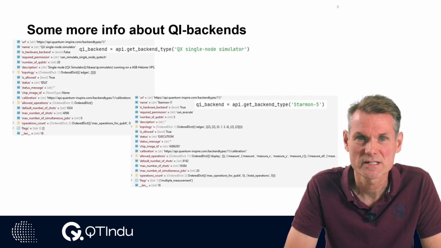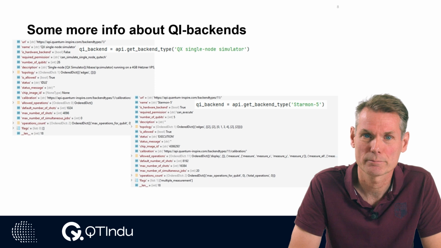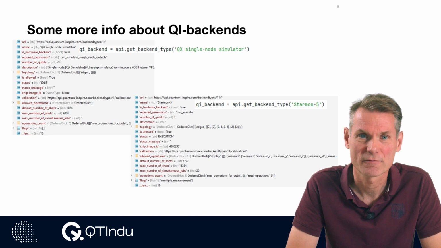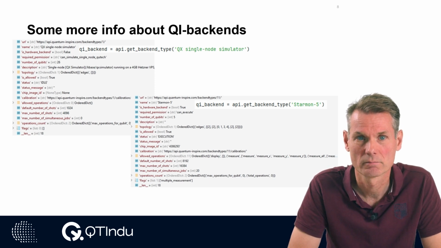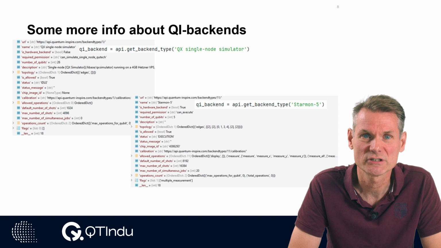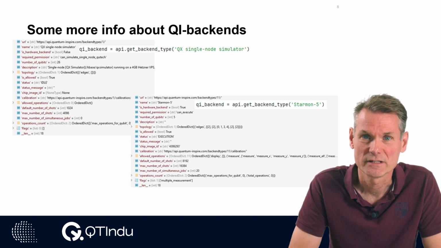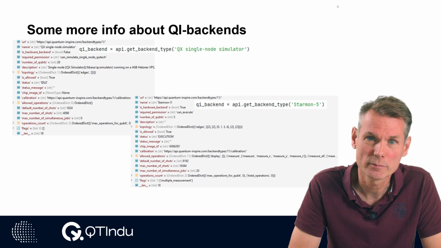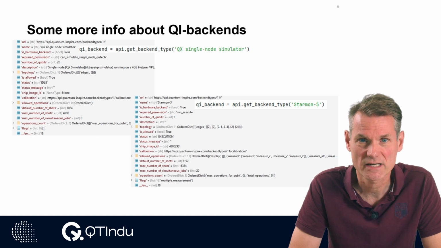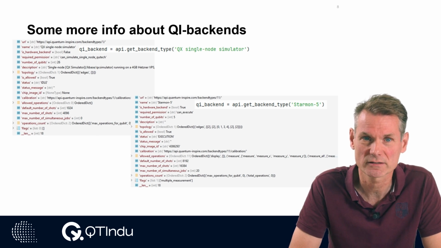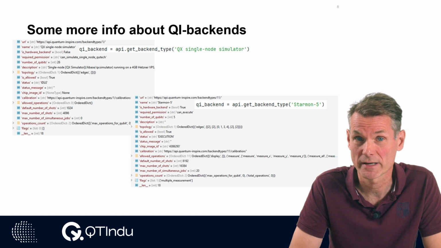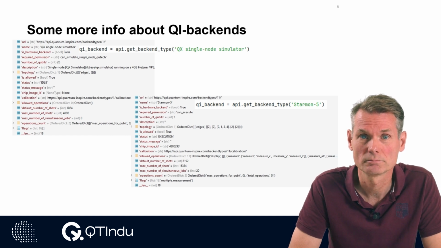Here we see the information we get back from the API method getBackendType. The Starmon 5 backend is a hardware backend. For hardware backends, the topology of the qubits is defined in field topology. The topology defines for each qubit to which qubit they are connected. In this case, we see only qubit 2 is connected to all other qubits, explaining the star topology.